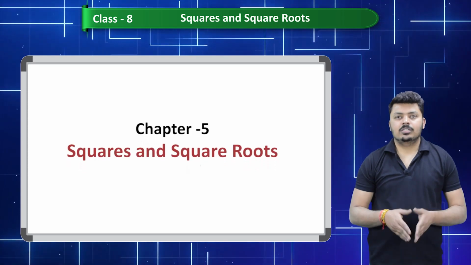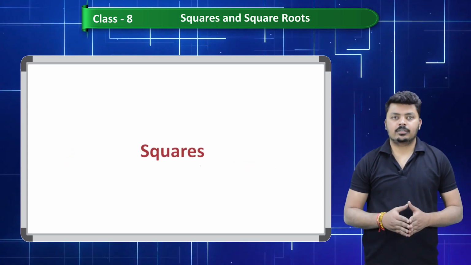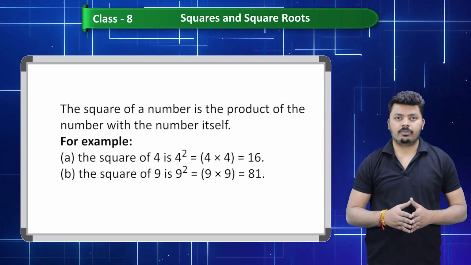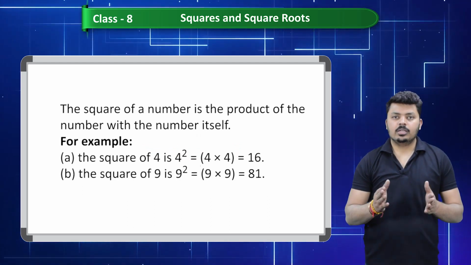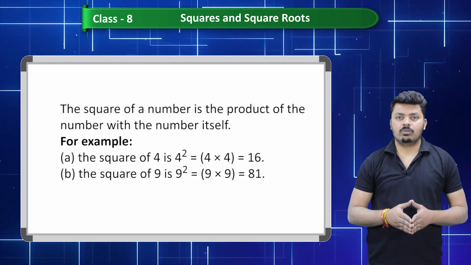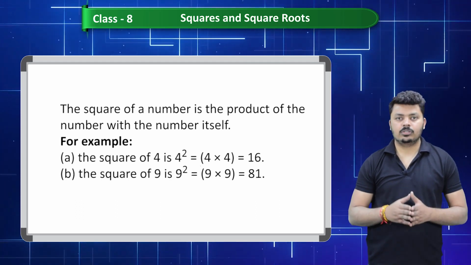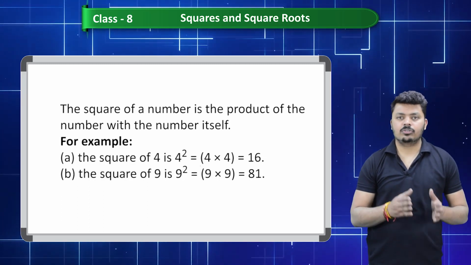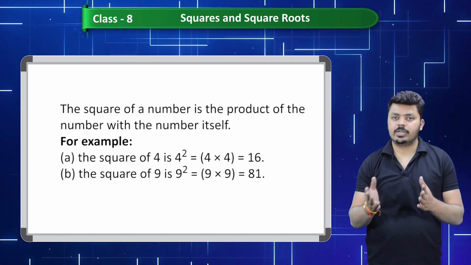Chapter number 5. Squares and square roots. Squares. The square of a number is the product of the number with the number itself. For example, A. The square of 4 is 4 square equals 4 multiplied by 4 equals 16. B. The square of 9 is 9 square equals 9 multiplied by 9 equals 81.